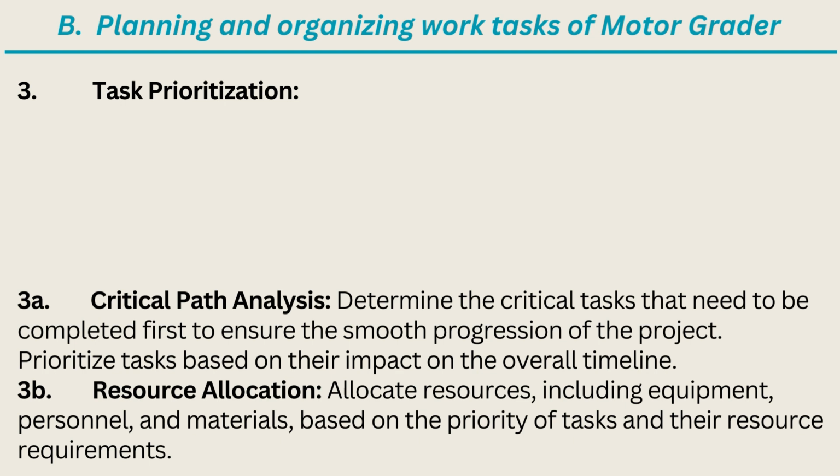3. Task prioritization. 3A. Critical path analysis. Determine the critical tasks that need to be completed first to ensure the smooth progression of the project. Prioritize tasks based on their impact on the overall timeline. 3B. Resource allocation. Allocate resources, including equipment, personnel, and materials, based on the priority of tasks and their resource requirements.